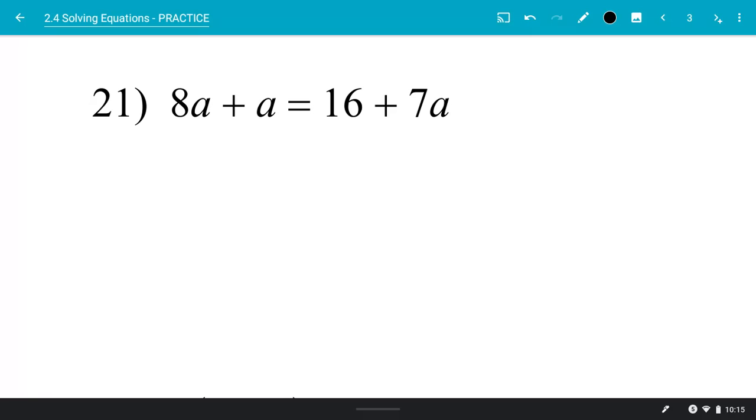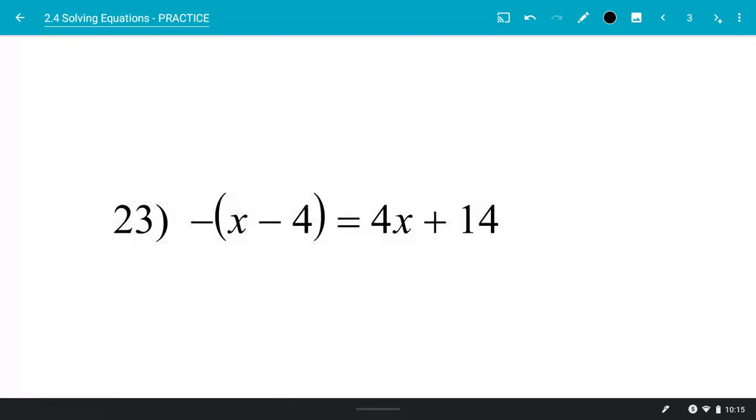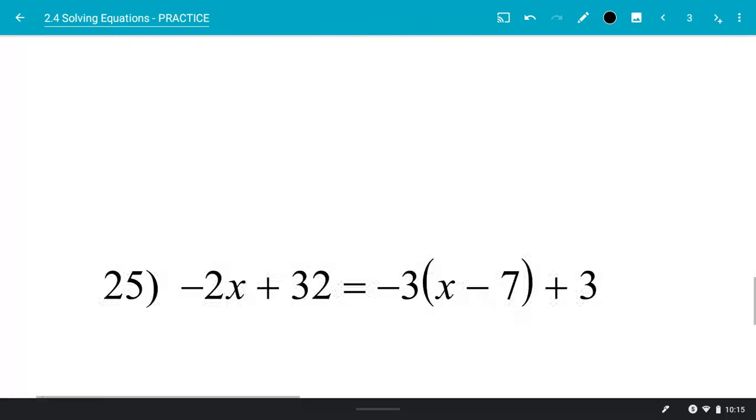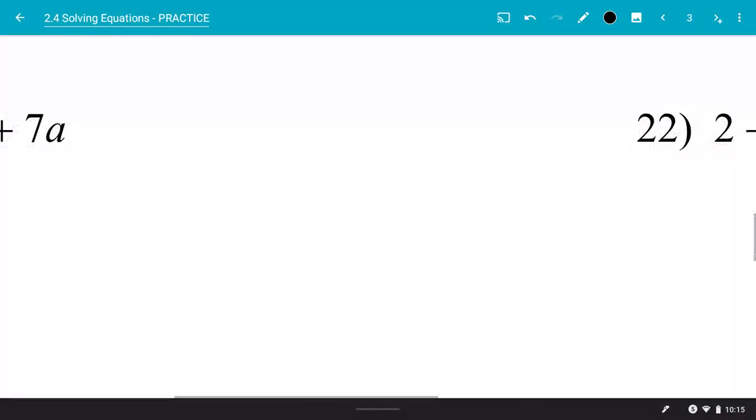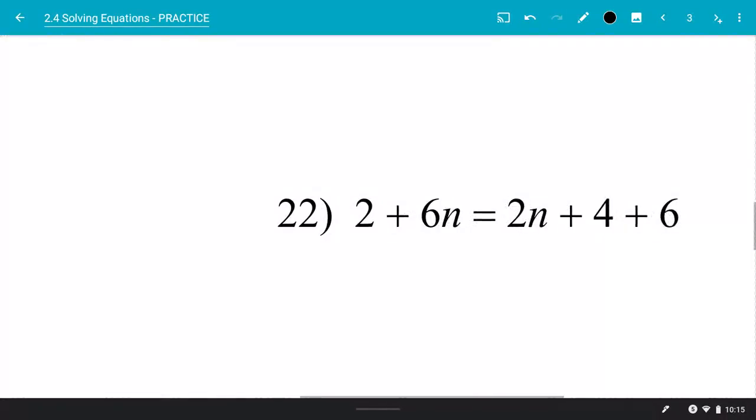Every year, as long as I've been teaching, people who deal with the numbers first because they know what the numbers are always seem to struggle more than students who deal with their variables first, okay? So let me find one that has variables on both sides and nothing else. Yeah, this one.